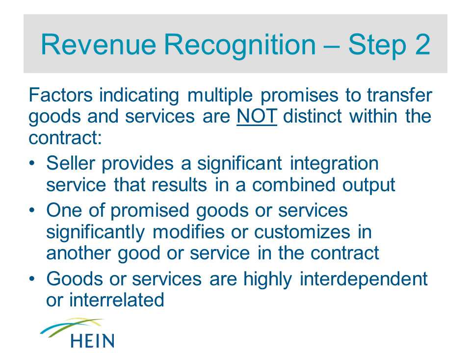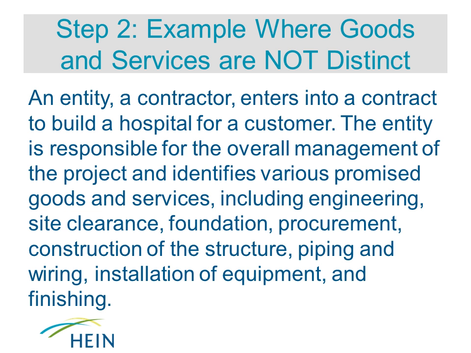The seller provides a significant integration service that results in a combined output, or one of the promised goods or services significantly modifies or customizes another good or service in the contract. Goods or services are highly interdependent or interrelated. So let's go through an example to talk about that a little bit more.